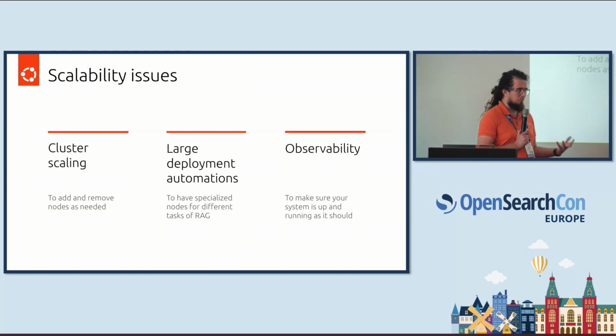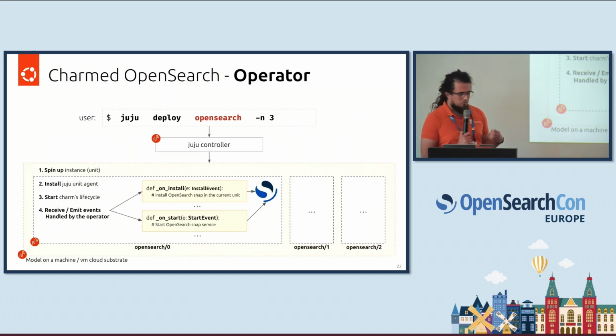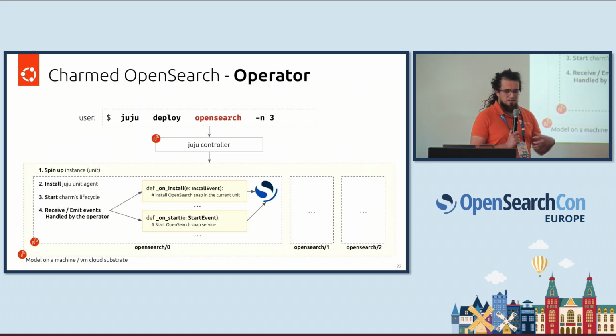We want it to be manageable, right? So how do we do that? Well, the way I want you to think about how we do things at Canonical and with operators is nodes in a graph, right?